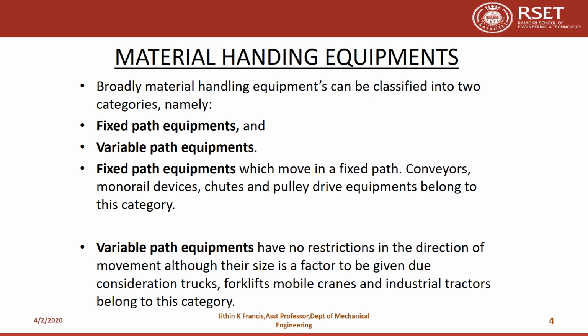And variable path means the path will vary. The routing will vary each day. In such cases you cannot use fixed equipment like conveyors and monorails. For such cases you can use forklifts, mobile cranes, and industrial tractors. So material handling equipment is ultimately categorized into two: fixed path and variable path.